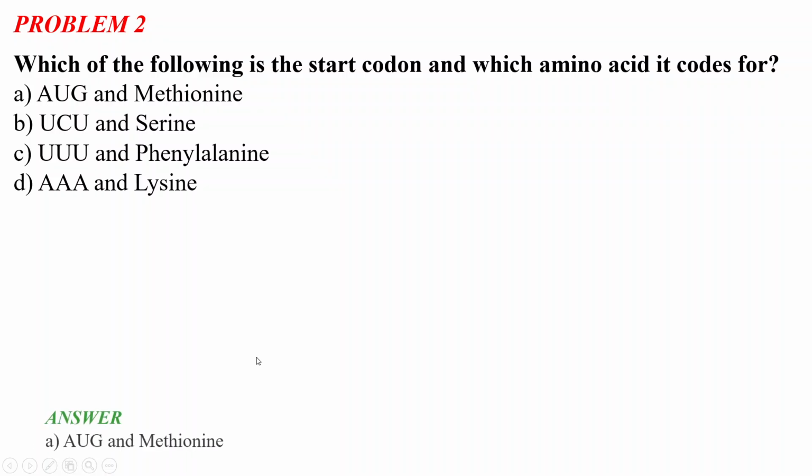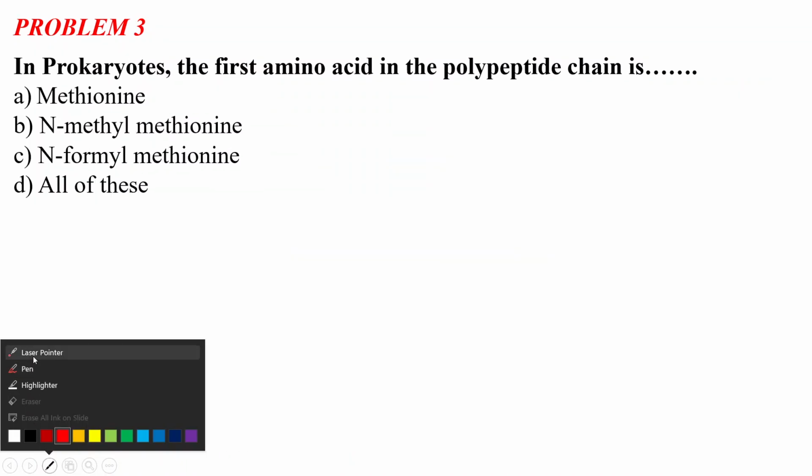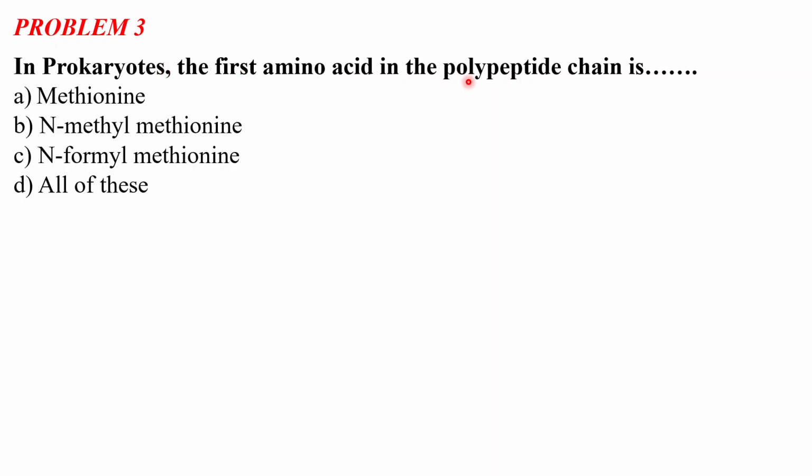So now let me go to problem number 3. It says that in prokaryotes, the first amino acid in the polypeptide chain is, you have to fill in the blanks. Your options are A, methionine; B, N-methyl methionine; C, N-formyl methionine; and D, all of these. So in prokaryotes, which of the following is the first amino acid in the polypeptide chain?